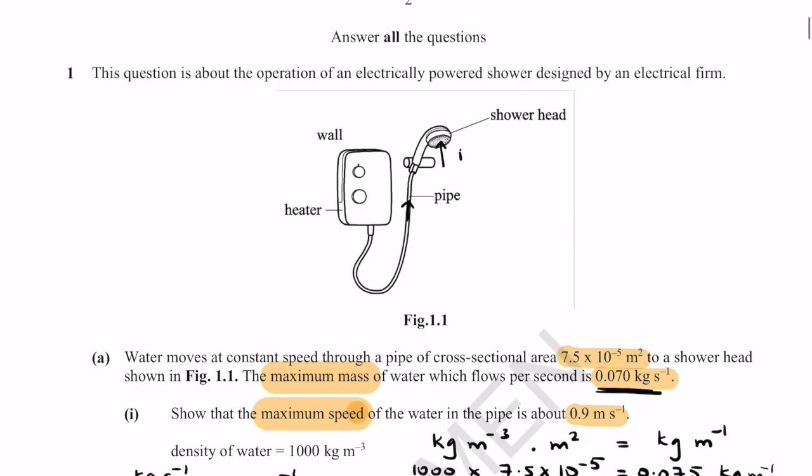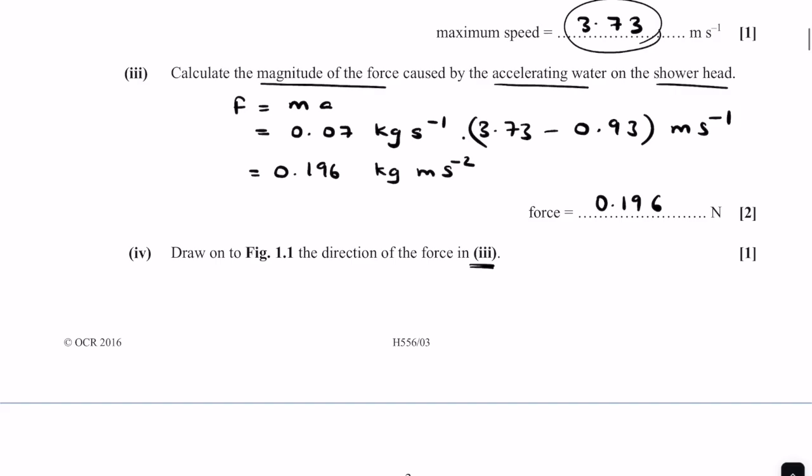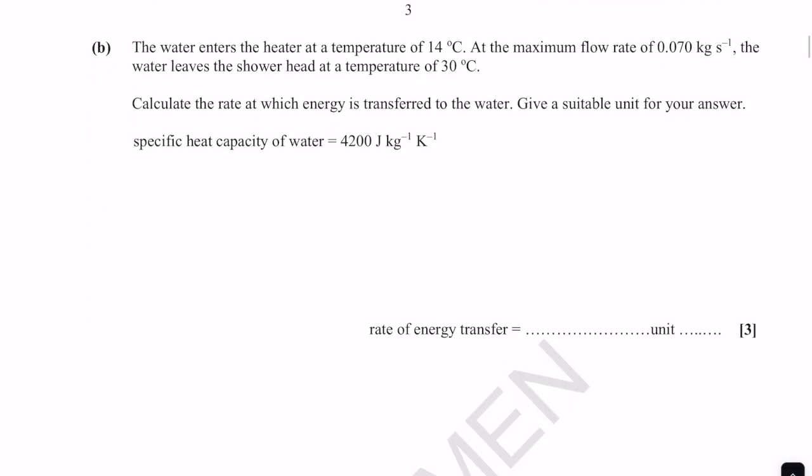Okay, so that's part IV done. Let's move on to the next question. Part B says, the water enters the heater at a temperature of 14 degrees Celsius. At the maximum flow rate of this much, the water leaves the shower head at that much temperature. Calculate the rate at which the energy is being transferred to the water, giving a suitable unit for your answer.